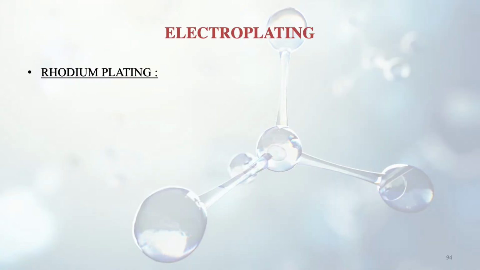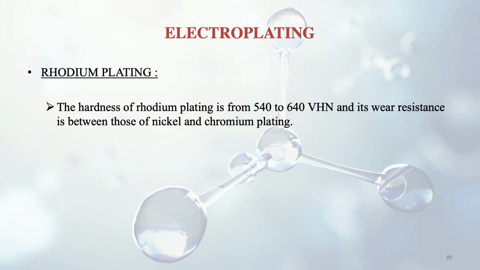Then we have the rhodium plating. The hardness of rhodium plating is from 540 to 640 VHN, and its wear resistance is between those of nickel and chromium. You can see from the values themselves, chromium was around 900 and nickel was around 200 to 400. So rhodium is in between.